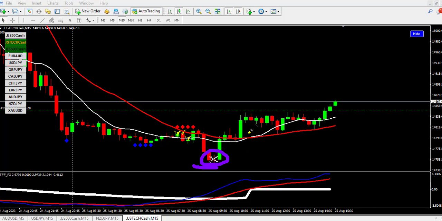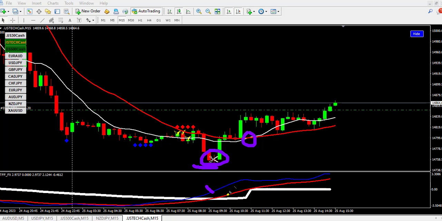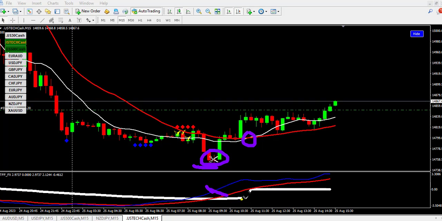Then we have a cross at this particular point. This is triple confirmation already, and the last indicator I check is this TFF indicator. The two lines, both blue and red, must be above this thick white line for a buy. And here we have every indicator giving us a clear signal for a buy. As you can see right now, I'm in profit using this strategy.